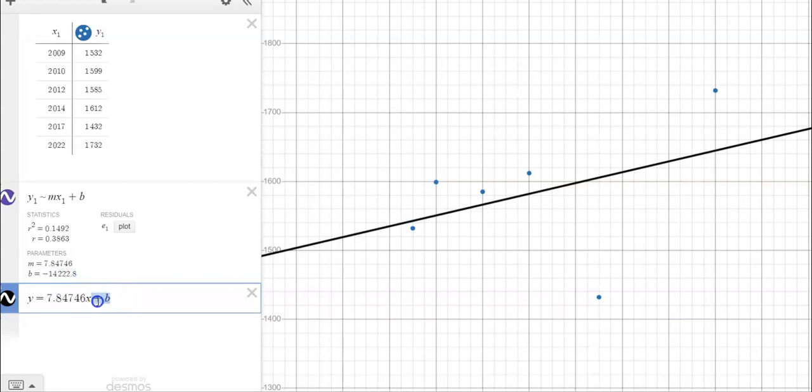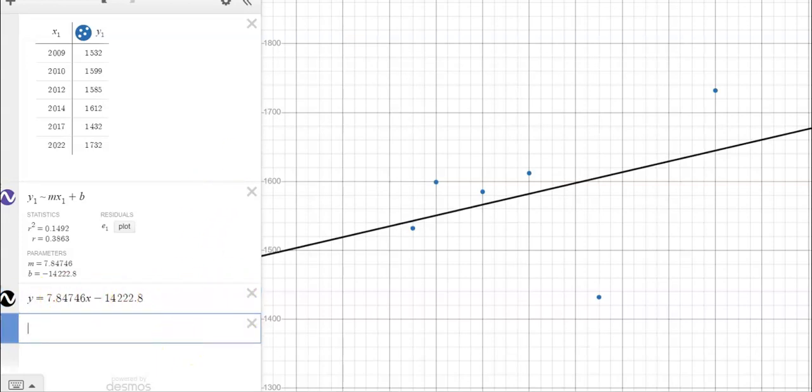So what we're given is the slope and the y-intercept. Notice I replaced the plus sign with the minus since the y-intercept is negative. If this was a positive value, it would be plus something. All right, and here is our equation of best fit.